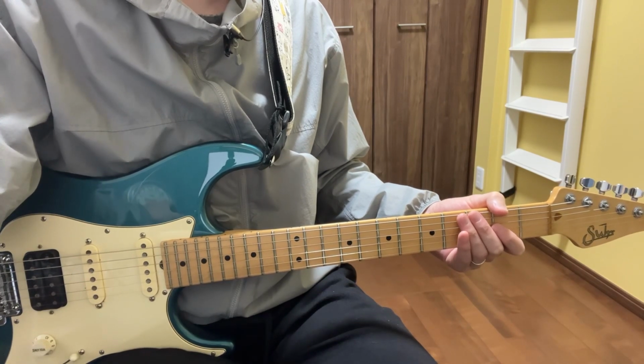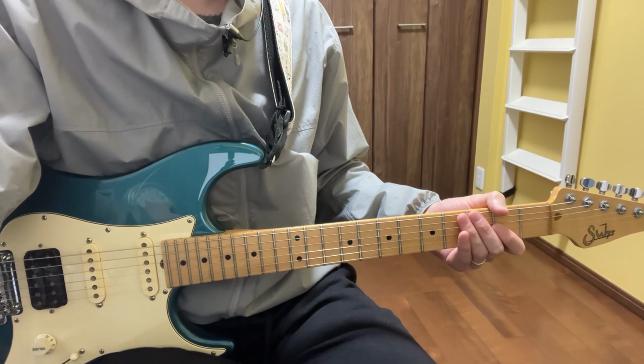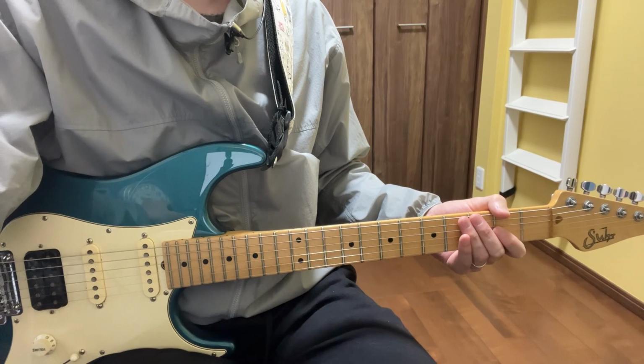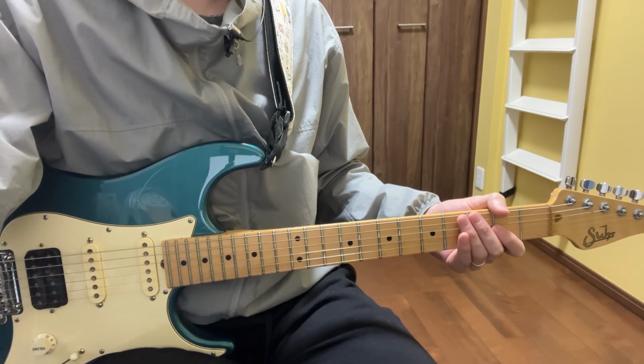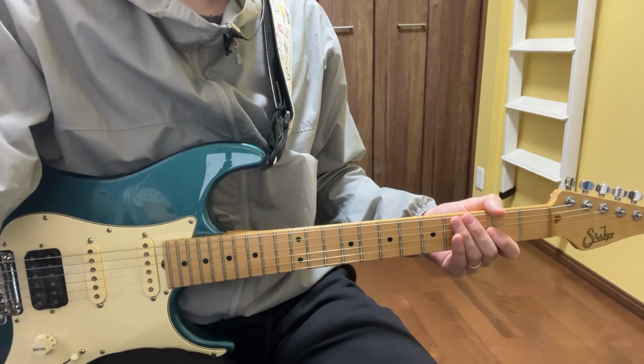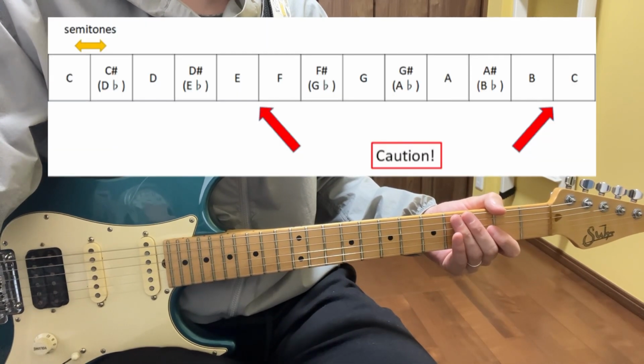Do you know how many notes are in one octave of C, D, E, F, G, A, B, C, including these sharps and flats? That is what I am asking. To answer, there are 12 notes. Take a look at the diagram on the screen.